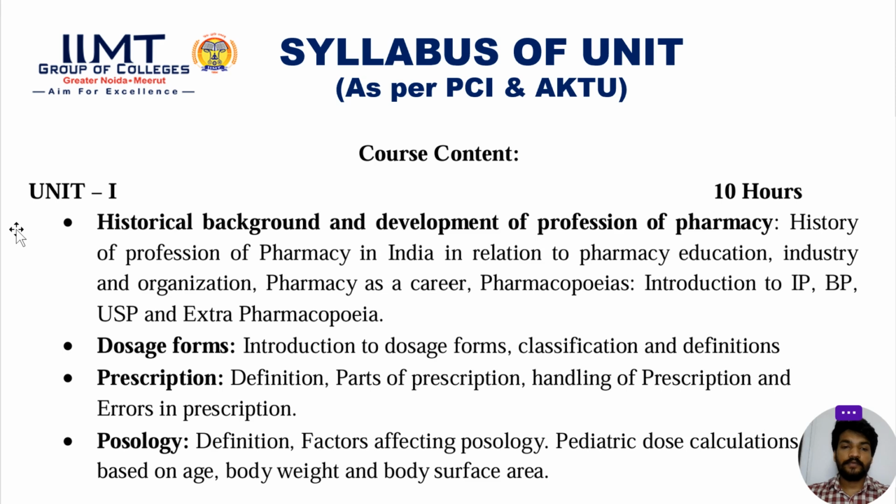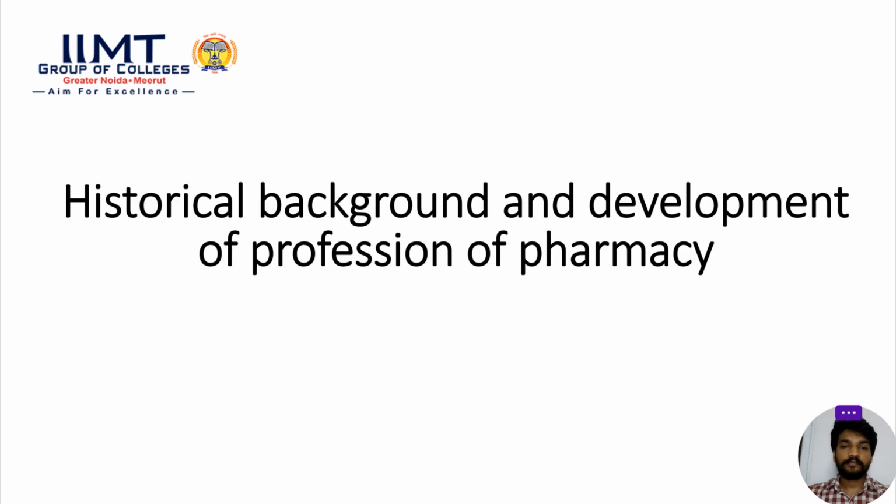Second heading discusses about various types of dosage forms, its classification, as well as the definitions. Third subheading discusses about the prescription, its definition, parts of prescription, and handling and errors in prescription. Last heading discusses about the posology, its definition, factors affecting posology, various calculation based on pediatric dose, on age, on body weight, and on body surface area. So we will start with the historical background and development of profession of pharmacy.